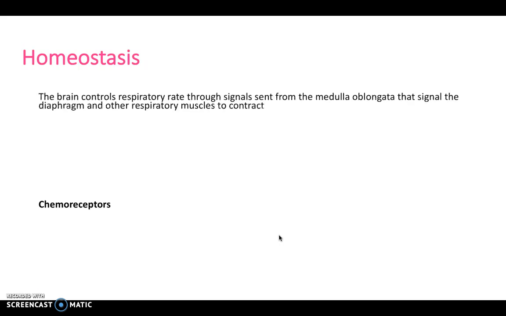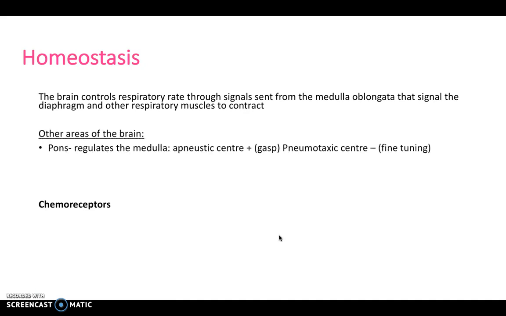So moving on to homeostasis then. Homeostasis is really important in the respiratory system, but it also links into other systems as well. So remember, the brain controls the respiratory rate through signals from our medulla oblongata, and it signals to our diaphragm and other respiratory muscles to contract. So remember, we've got other areas of the brain that are involved as well.